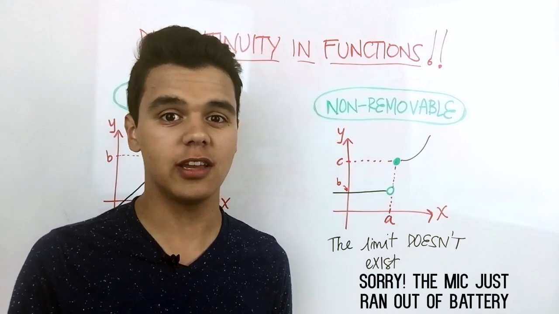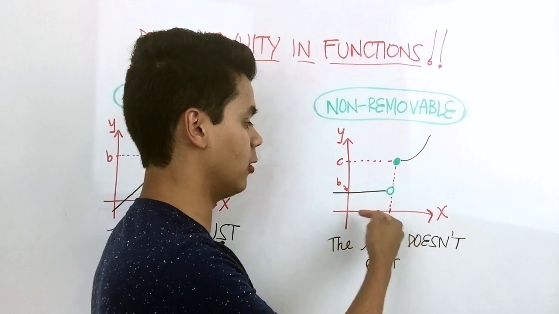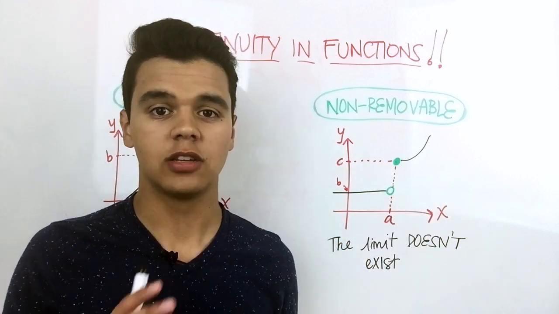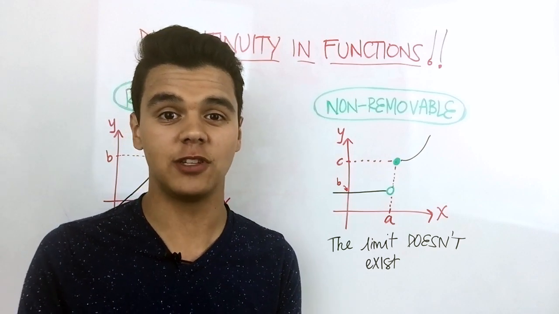And what makes it not exist is the fact that the limit from the left is different to the limit from the right. So the limit just simply doesn't exist. So how can we think about this in a real life situation?